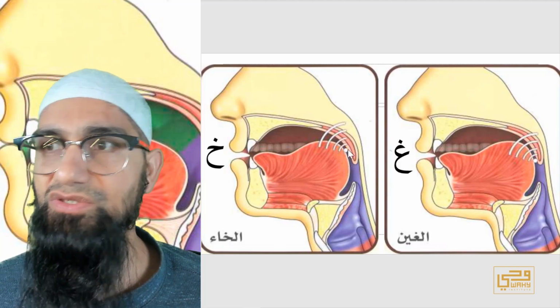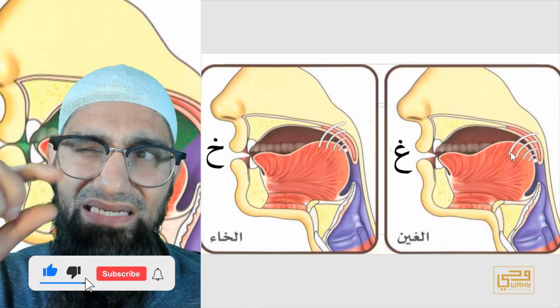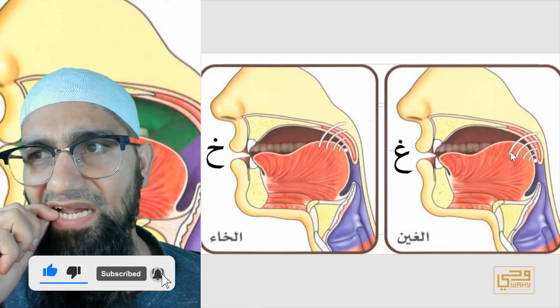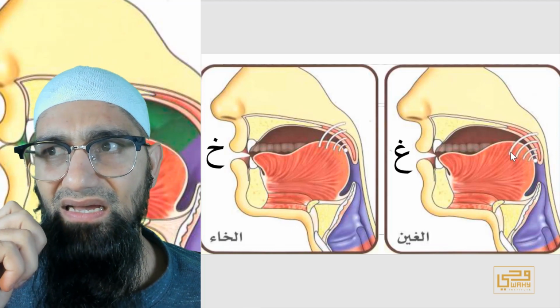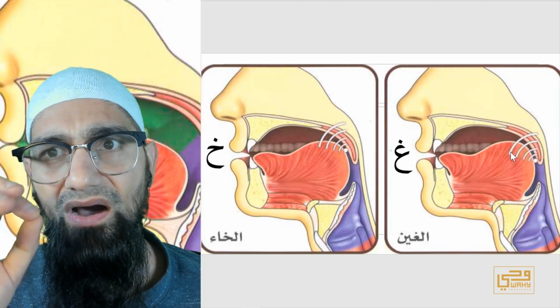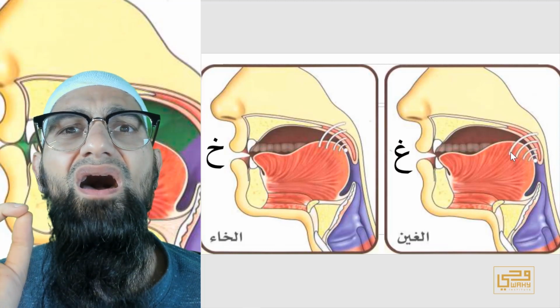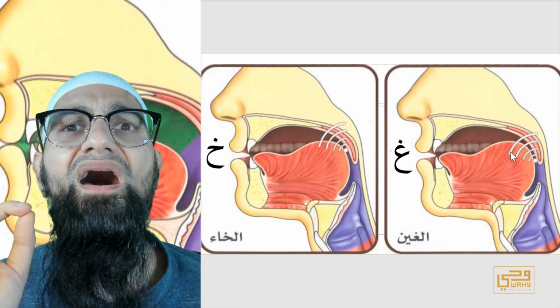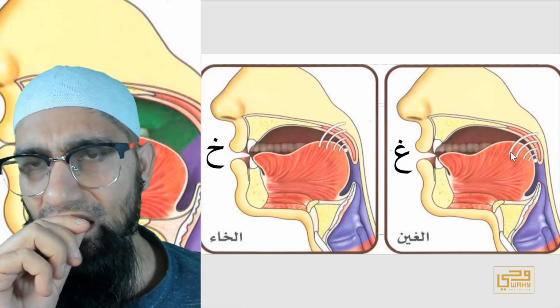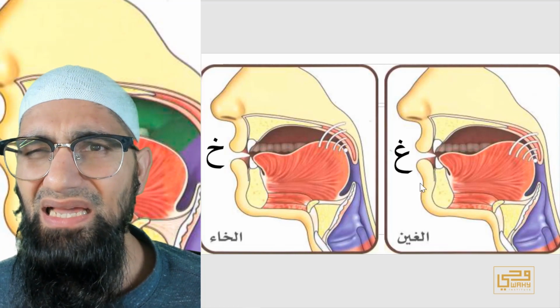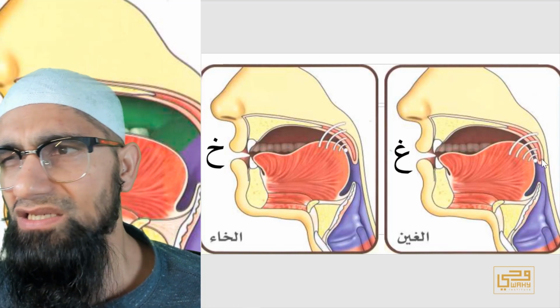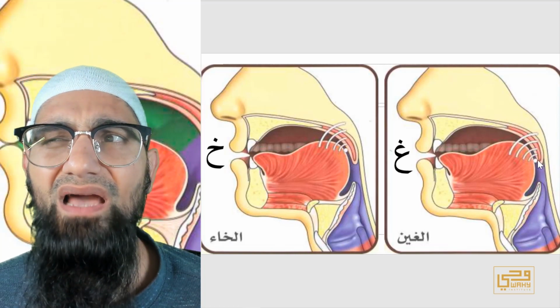The difference, as you can see, is just a slight difference in spacing, right? The kha is dry, by the way. It is dry and it comes a little bit above the makhraj of the ghain.